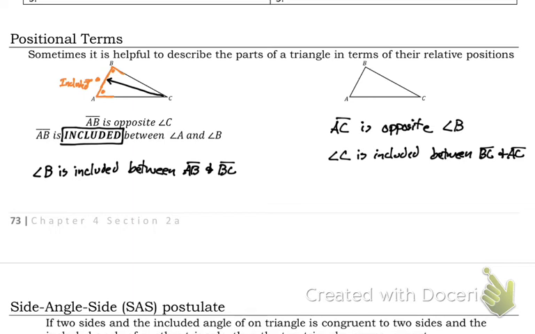So when I say included, we have to understand what's happening. It's between those two things. So BC is between those two.